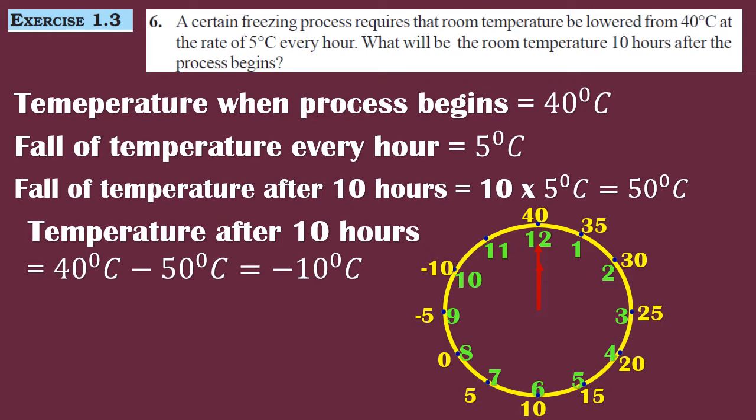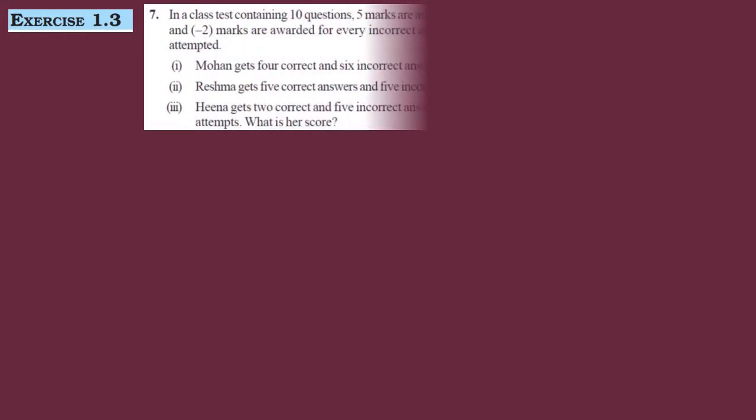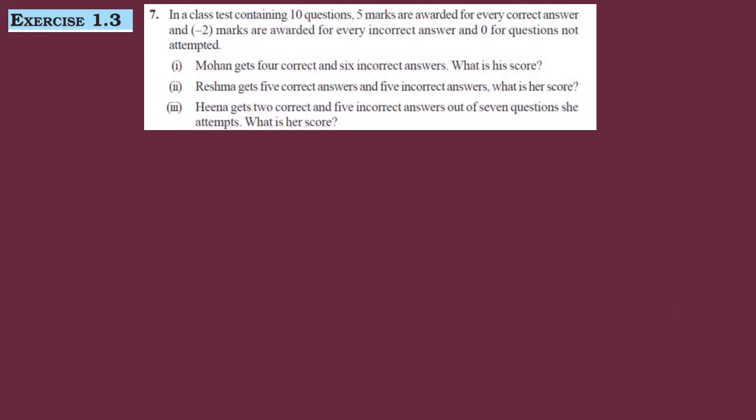Now question number 7. In a class test containing 10 questions, 5 marks are awarded for every correct answer and negative 2 marks are awarded for every incorrect answer and 0 for questions not attempted. So what we understood from here: 5 marks for the correct answer, minus 2 marks for the incorrect answer, and if you did not attempt, then no problem, no negative mark, only 0 marks.